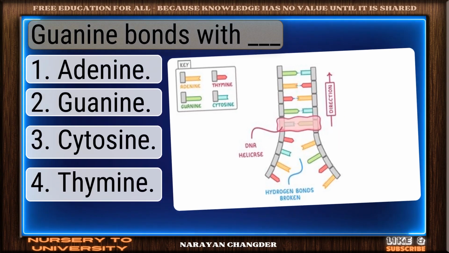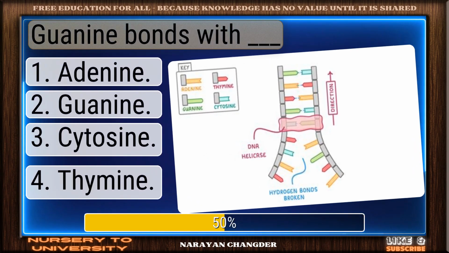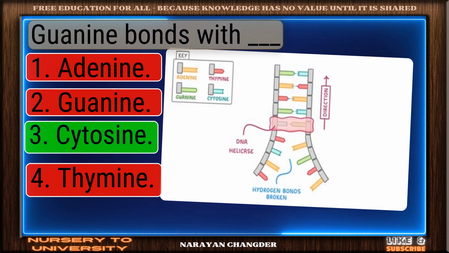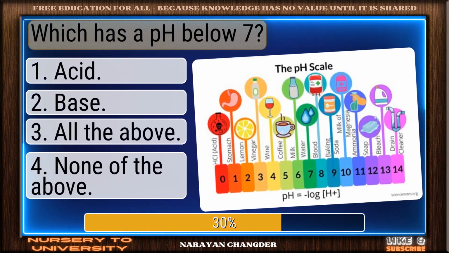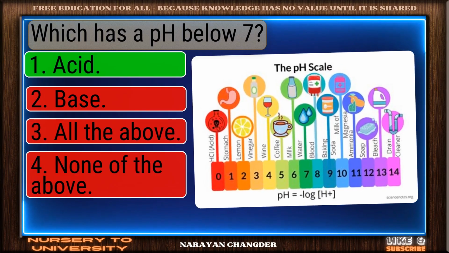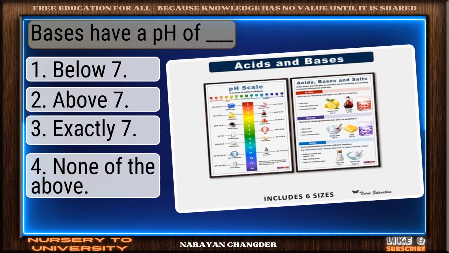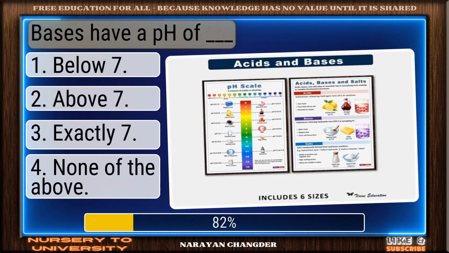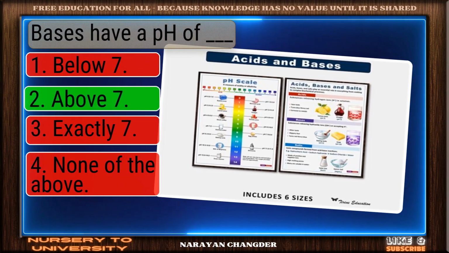Question number 232. Guanine bonds with dash. Smart pick. Cytosine is the correct choice. Question number 233. Which has a pH below 7? Right choice. Acid is the best answer. Question number 234. Bases have a pH of dash. Good thinking. Above 7 is the right answer.